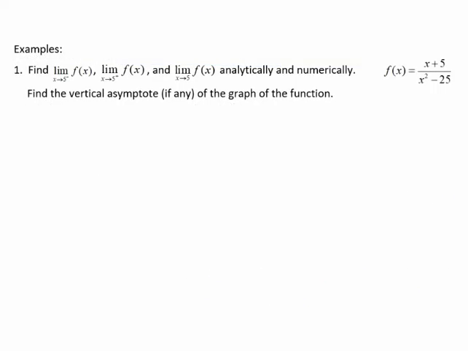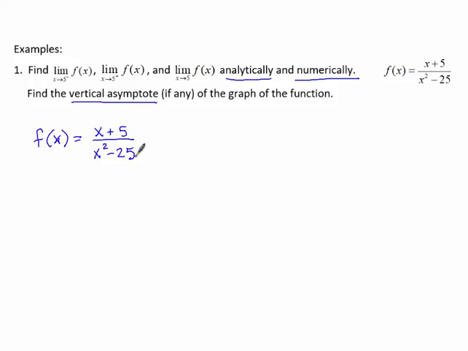Let's take a look at some other examples. Find the limit as x approaches 5 from the left of f of x, the limit as x approaches 5 from the right of f of x, and the limit as x approaches 5 of f of x, analytically and numerically. Find the vertical asymptotes, if any, of the graph of the function. Here is our function, f of x equals x plus 5 over x squared minus 25. So remember, we want to take a look at the behavior of the denominator.